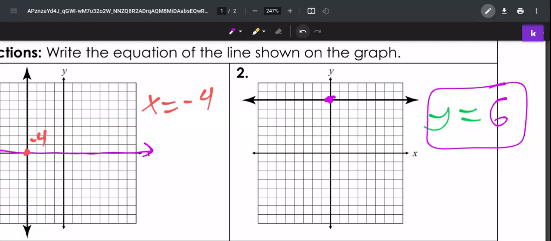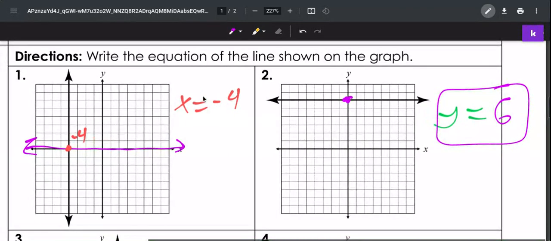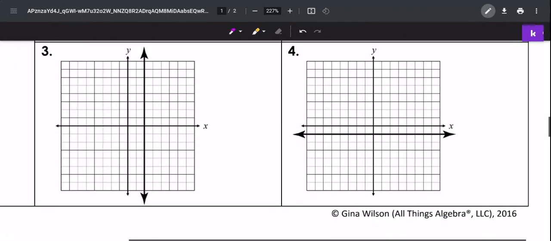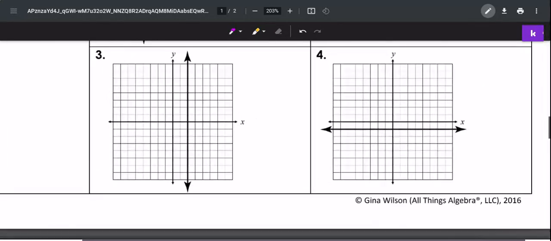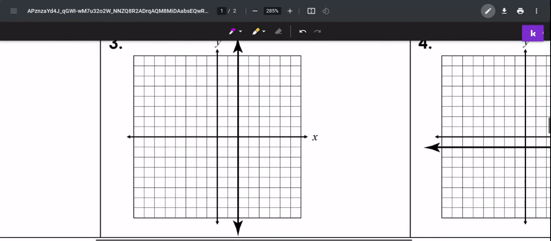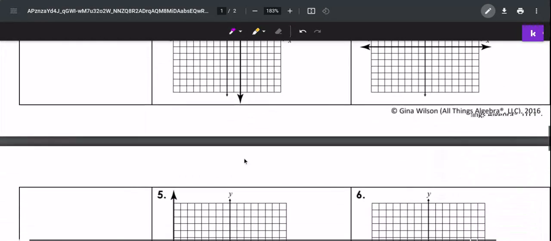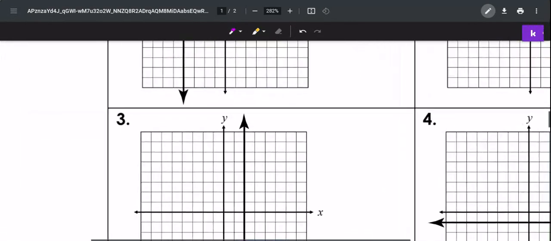All right, now let's do a few more, and then we'll go to some of the other problems. Now, number 3. Let's see if we can start doing this quicker. Pause the video and see if you can do 3 and 4, and then we'll go over it. Actually, see if you can do 3, 4, 5, and 6, because we'll go over those.